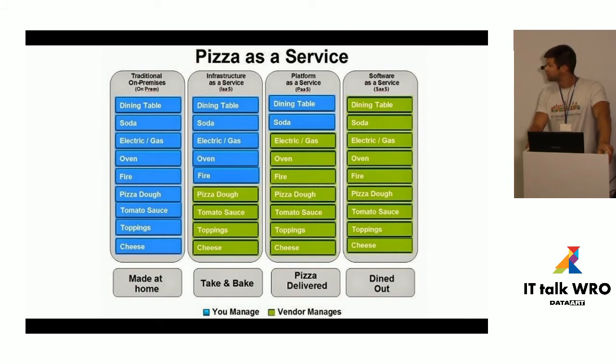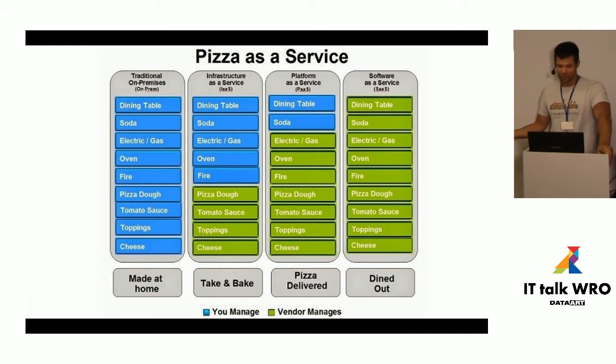Okay, and back to the main topic. Let's determine some terminology for this presentation. I really like this analogy of pizza as a service for explaining the terms infrastructure as a service and platform as a service. As you see, the left column corresponds to making your pizza on your own at home. You should have all the ingredients and prepare it by yourself. The next step is buying a ready-to-bake pizza in a supermarket. You should just bake it, and that's it.